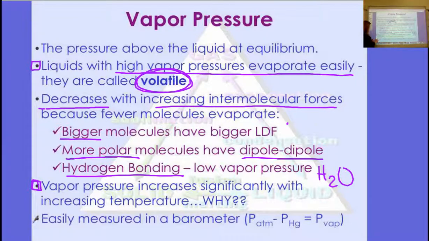They measured this with a barometer. We're not going to get into that. We're not going to get into this equation. You should just know why and how this happens. If you're more volatile, you're going to have a higher vapor pressure. If you increase your temperature, you're going to have a higher vapor pressure. You're closer to that gas phase. Your particles are moving faster. They can escape more easily.